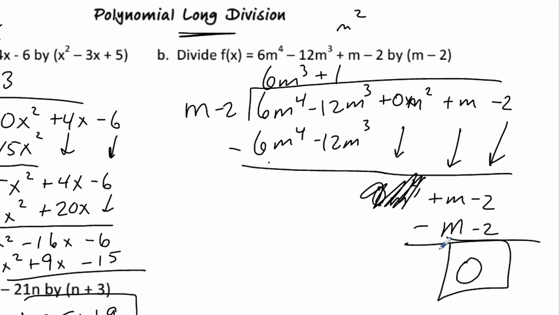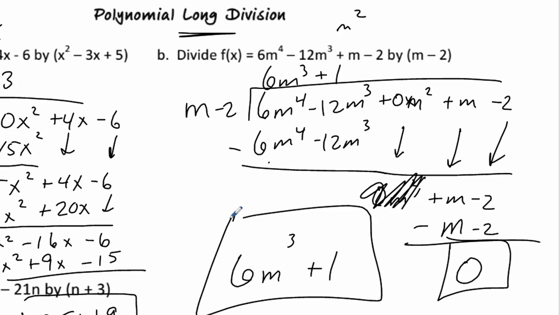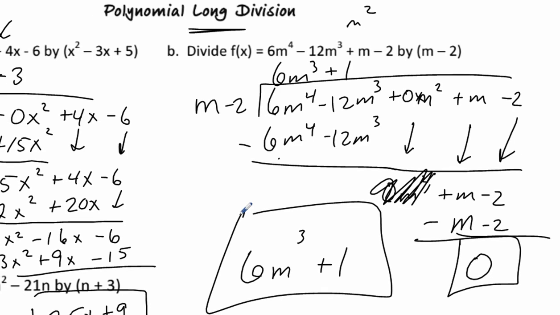So that means that if I were to take m minus 2 and multiply it by 6m to the 3rd plus 1, I would get this right here. Okay, it's pretty kind of crazy, right? So my answer is 6m to the 3rd plus 1. That is my final answer for letter B.